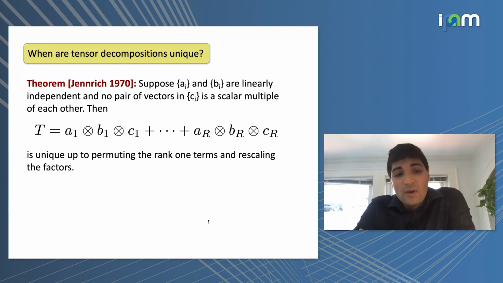Then if I consider a low rank tensor, T, which is the sum over i of a_i tensor b_i tensor c_i, then what I claim is that the tensor decomposition is unique under these linear independence conditions on the factors. Now you have to be a bit careful. First of all, what does it mean to be unique? Now, there are always some trivial things that you can do.